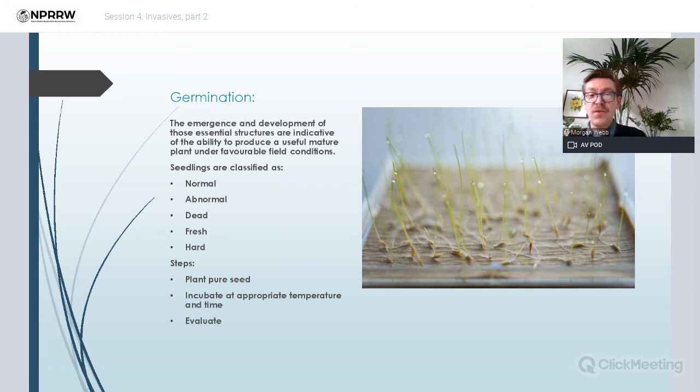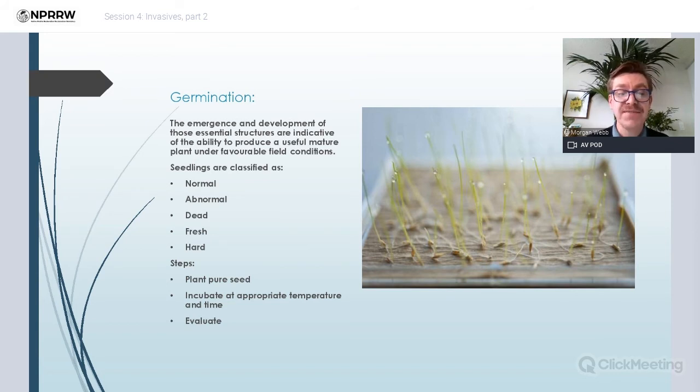So the other area that we're using in the seed lab to determine the quality of your seed lot is germination. When we determine germination, we are determining the emergence and development of those essential structures indicative of the ability to produce a useful mature plant under favorable field conditions.